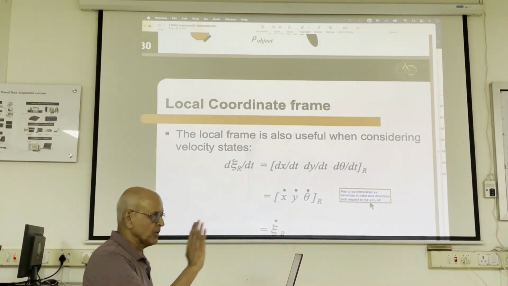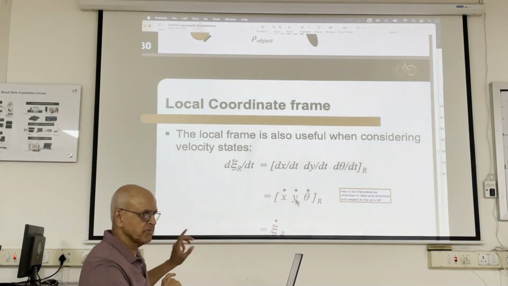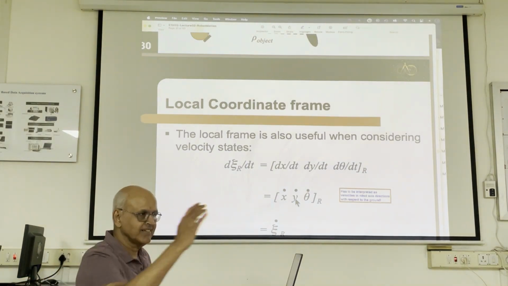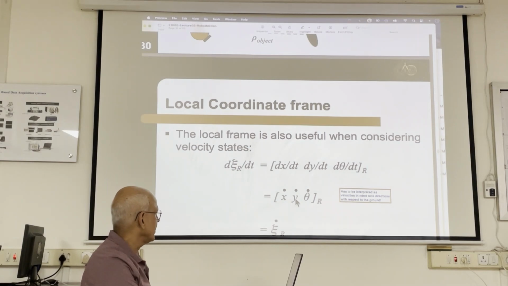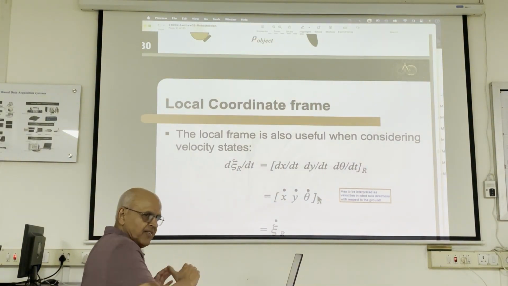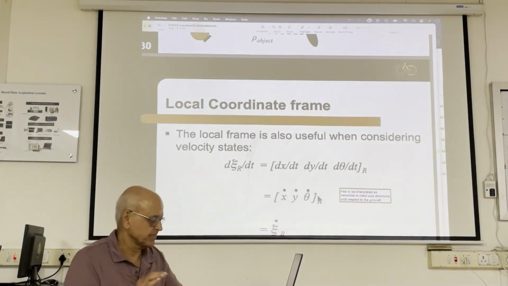So in the direction of the nose of the robot, the velocity is x dot. In the direction this way, because remember, the green axis is this way, not this way. Red axis, green axis, blue axis, right? So y dot in this direction, it could be negative. Theta dot, positive in this direction, counterclockwise, negative in this direction.